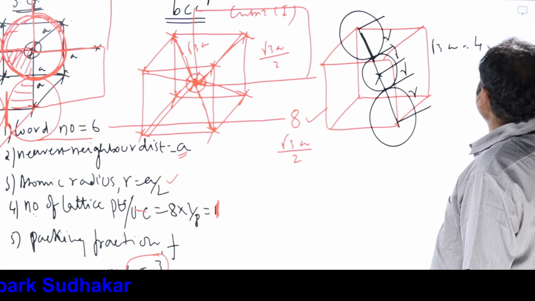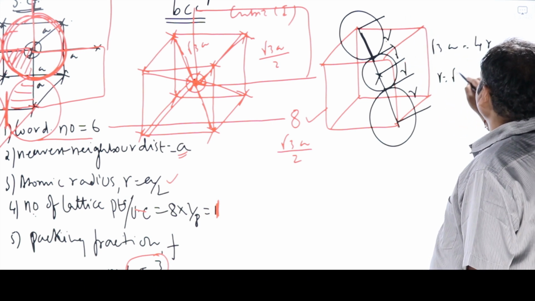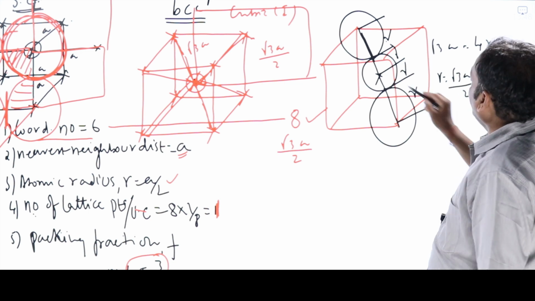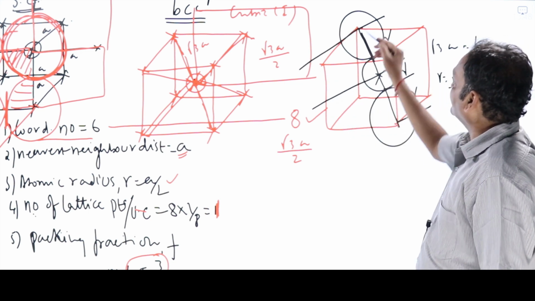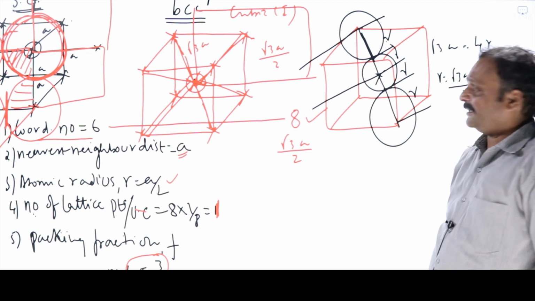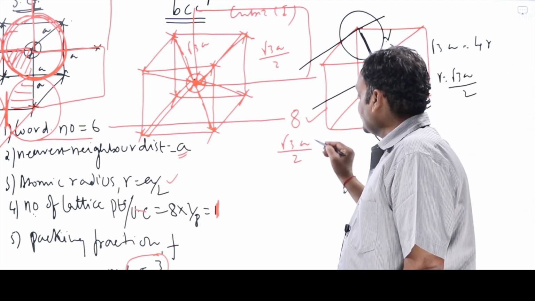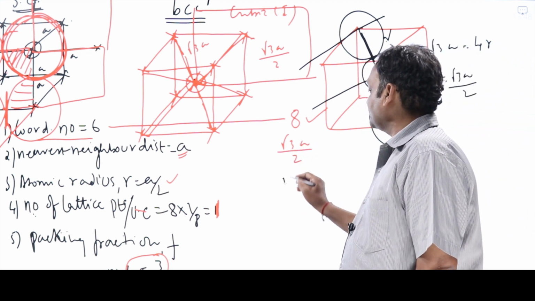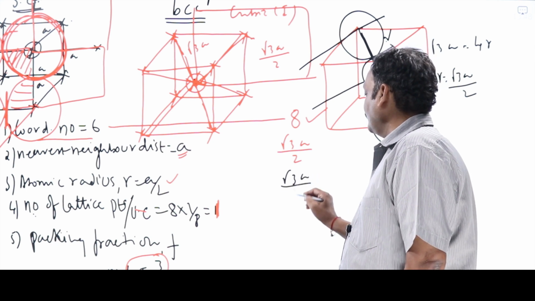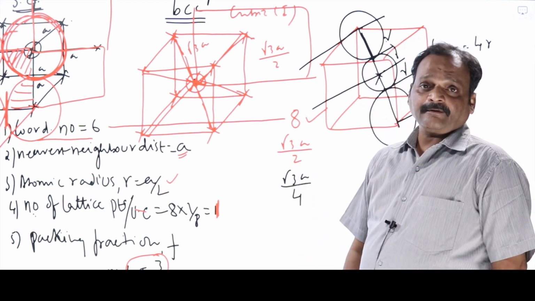So root 3a equal to 4r, or r equal to root 3a by 2. Or half of the nearest neighbor distance can also be taken as atomic radius. Okay, so if nearest neighbor distance is root 3a by 2, the atomic radius will be root 3a by 4. Root 3a by 4.